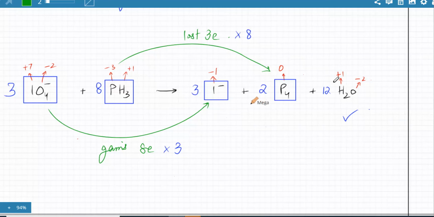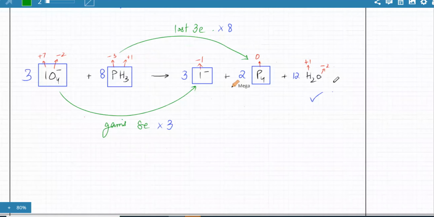You should know how to make this balanced equation. Is this clear as well to everyone? Yes. Yes. Mariam, is this clear? Okay.